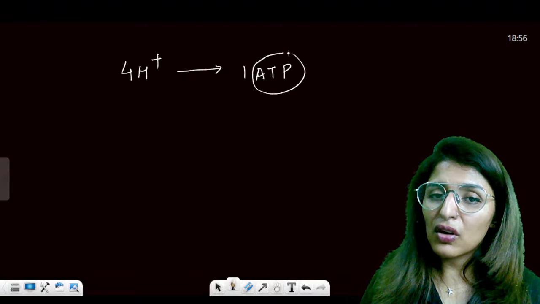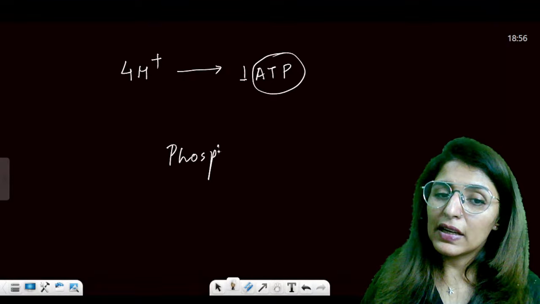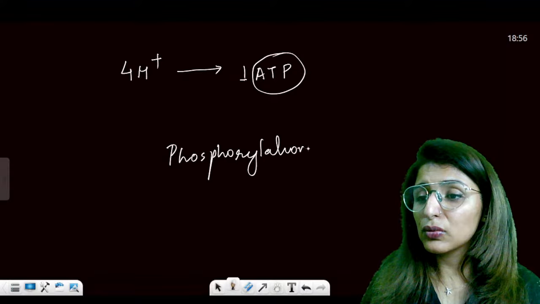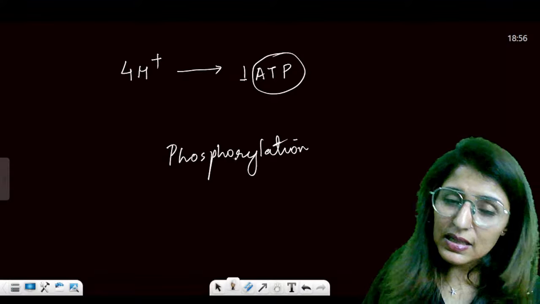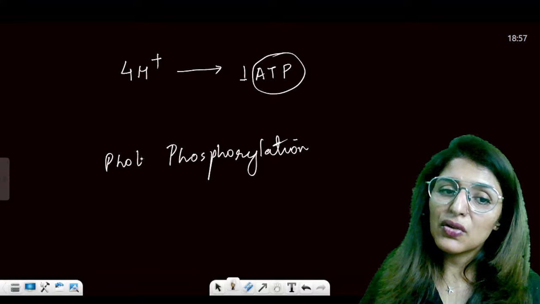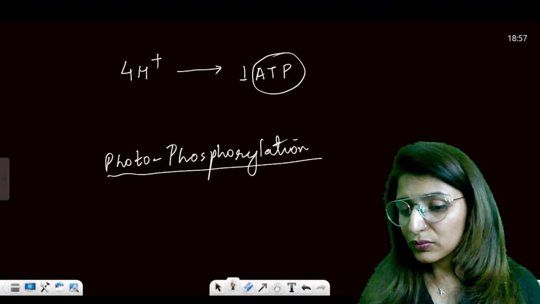So the formation of ATP is known as phosphorylation. Yes or no? And since this phosphorylation is occurring during the light reaction, it is known as photophosphorylation. Can we say that? Yes or no?